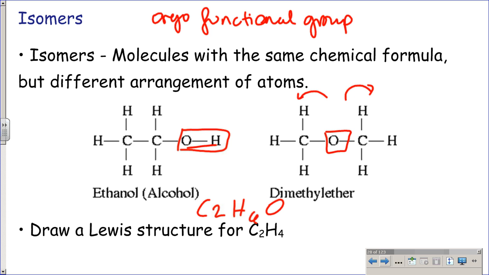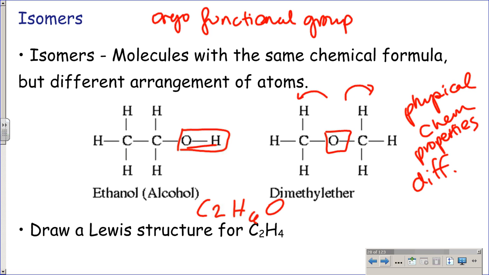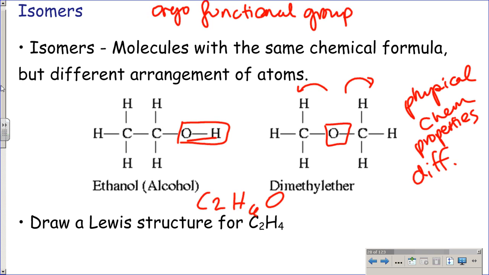So that means that we have some physical properties and chemical properties that will be different between these 2 because they are arranged in different ways. So we're going to talk about intermolecular forces and boiling point, melting point, things like that when we get to that. And these 2, ether and alcohols, will have different traits that are associated with them. But just know the definition of isomer.